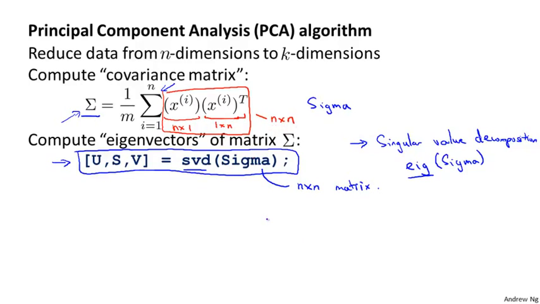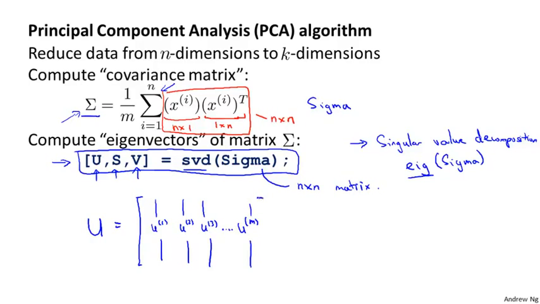And what the SVD outputs is three matrices, U, S, and V. The thing we really need out of the SVD is the U matrix. So the U matrix will also be an n by n matrix. And if we look at the columns of the U matrix, it turns out that the columns of the U matrix will be exactly those vectors, u1, u2, and so on, that we want. So U will be an n by n matrix.